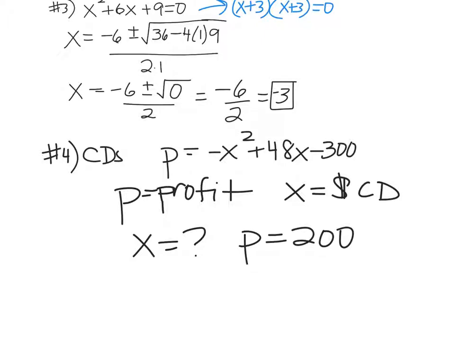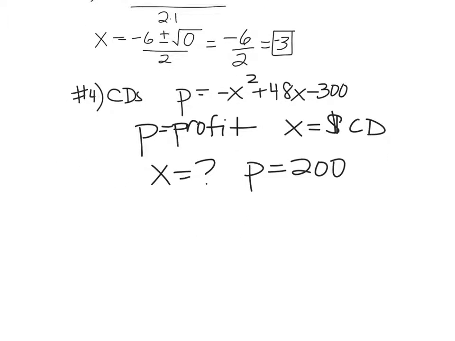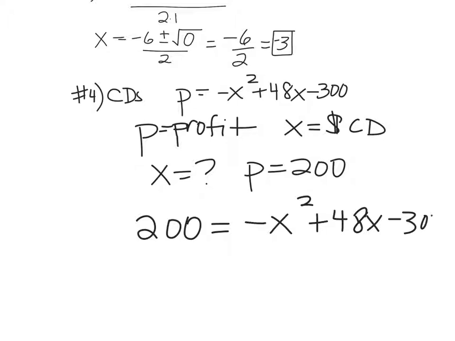See, this stuff's actually in real life business. So we have to find out what we need to sell for. Do we sell our CDs for $10? Do we sell them for $20? Something like that? Let's find out. We're going to plug 200 in for P, and we're going to solve this equation. Now, the question is, how do we solve this equation? Well, we're going to solve it using the quadratic formula.